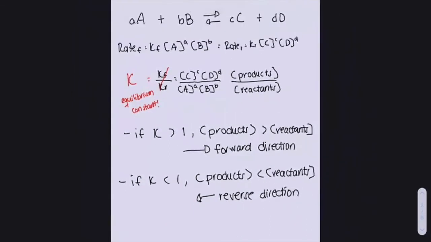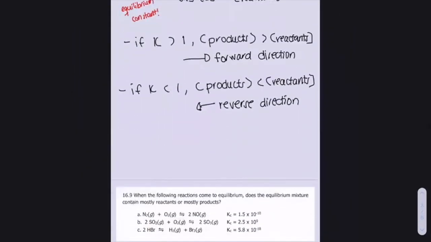So now that we know this, we can apply it to the problem. Reading the problem again, it says, when the following reactions come to equilibrium, does the equilibrium mixture contain mostly reactants or mostly products? So let's look at A. First of all, let's check if our equation is balanced. So there's 2 nitrogens and 2 oxygens on each side, which is perfect.